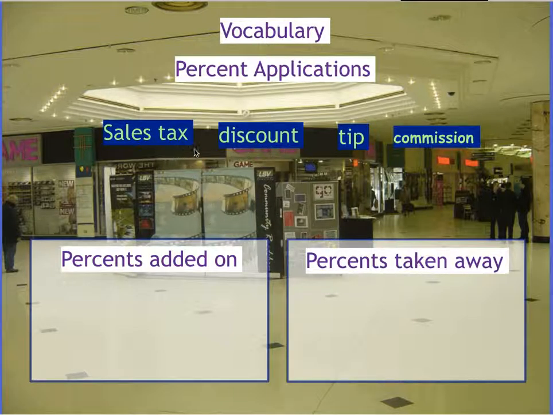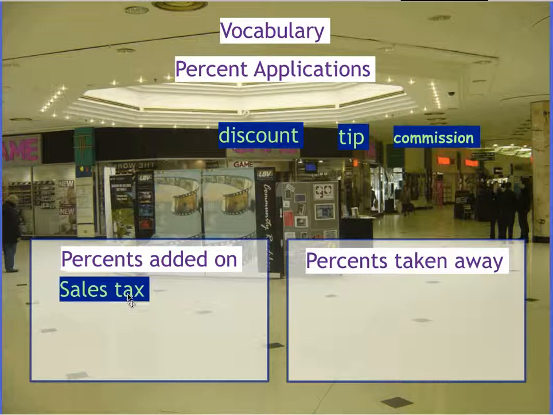So first we're just going to look at these different vocabulary terms that you're going to need to know. You do not need to write these into your vocabulary notebook. You just want to make sure that you can recognize whether they get added on or taken away when you're working with percents. So sales tax. Sales tax is what you get charged after you purchase something at a store, and the sales tax gets added on to your total.